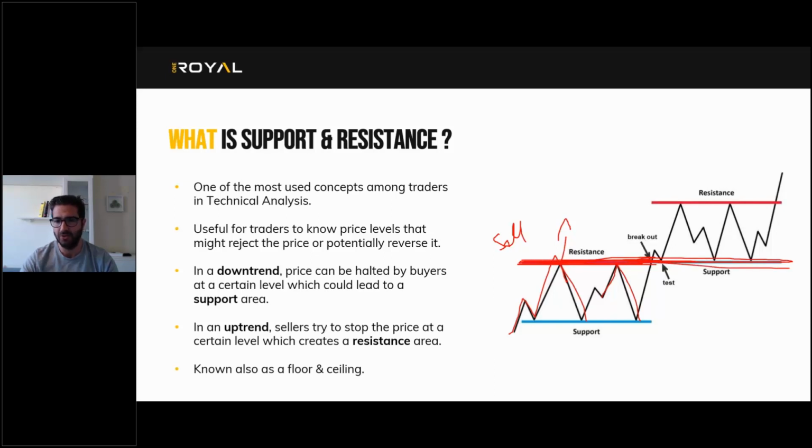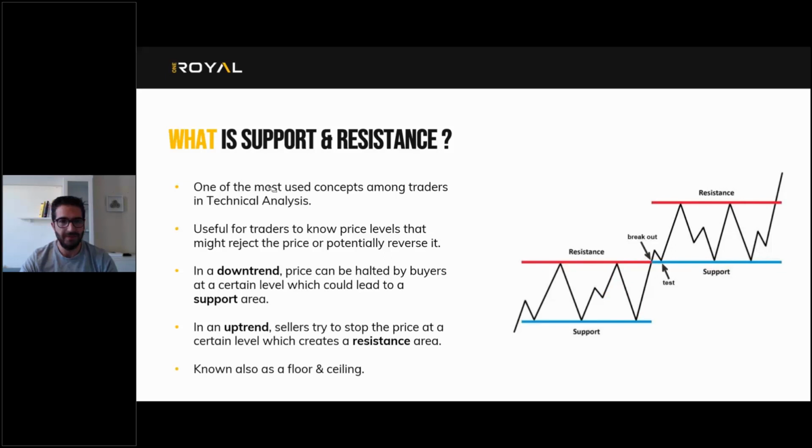So first you will draw the resistance and then you will see how the market will react to it. And based on this, you will try to find trading ideas. So the main purpose of support and resistance is to give you trading ideas whenever the market approaches it another time. Let me erase here.